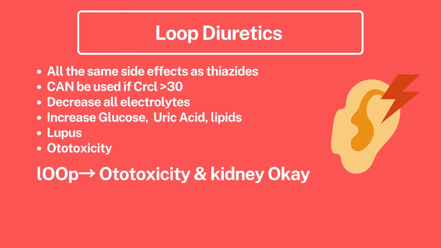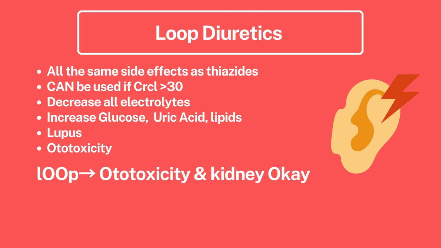Now, for the most part, loop diuretics are very similar to thiazide diuretics, which include their sulfa allergy, sexual dysfunction, all of those side effects. But the differences are that it decreases all electrolytes and it increases glucose, uric acid, and lipids instead of increasing calcium. The main difference between them in terms of their side effect profile is that loop diuretics are ototoxic and are kidney okay, meaning you could give them to patients with creatinine clearance less than 30.